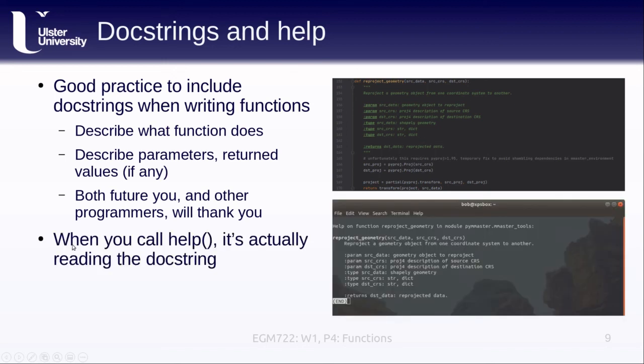And also, when you call help, the help function is actually reading the docstring of the object. So you can see here that the docstring that I've displayed up here in my programming environment is displayed to the screen when I call help on that particular function. So if we have not written a docstring, then it's not going to give us any information about what to do.